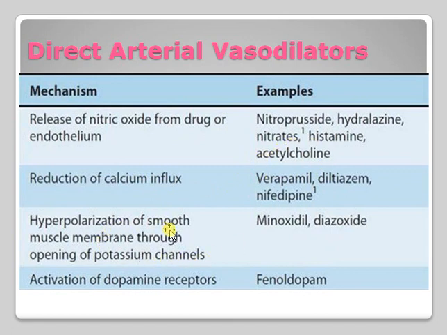The next mechanism is associated with the potassium channel. That means if there is potassium efflux, it will cause a hyperpolarization state, and due to that vascular smooth muscle relaxation occurs, and the hypertensive effect is also minimized. Again, the examples are minoxidil and diazoxide. Then again, activation of dopamine receptor. So these are some basic mechanisms which cause a direct vasodilatory effect and minimize the hypertensive state associated with the patient.